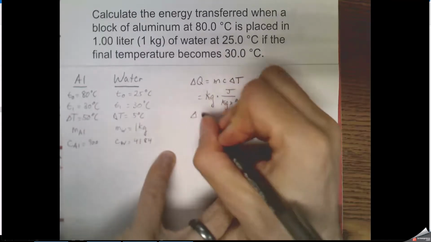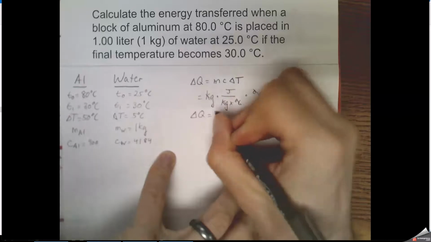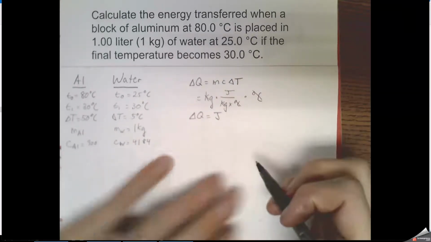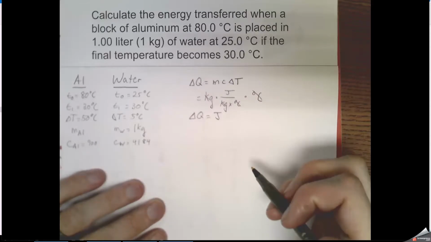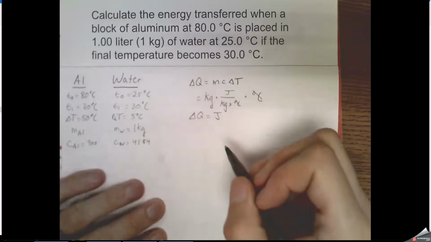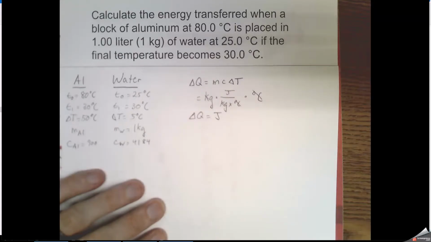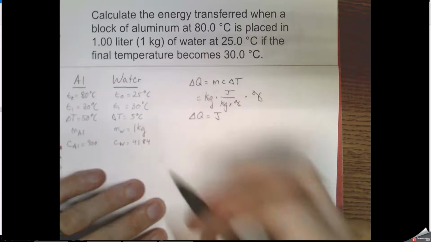So the change in Q is calculating for us how many joules of energy is being transferred from the aluminum to the water. So we need to calculate that change in Q, but in order to calculate change in Q, we need to make sure we know the mass of the aluminum. So what do we know and what can we go ahead and do?